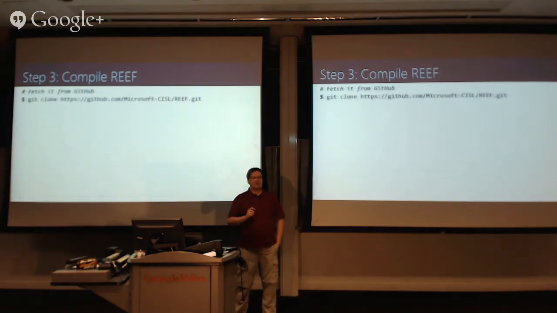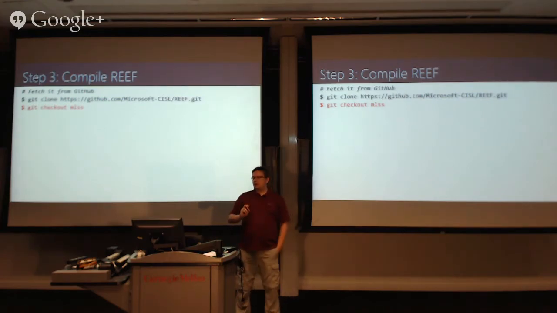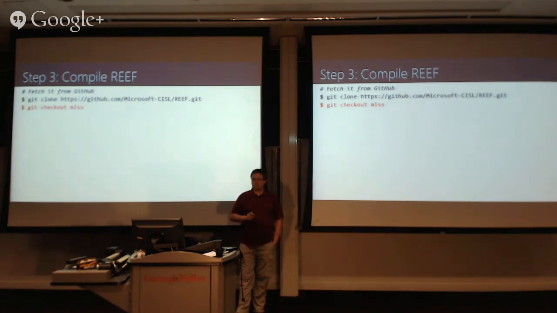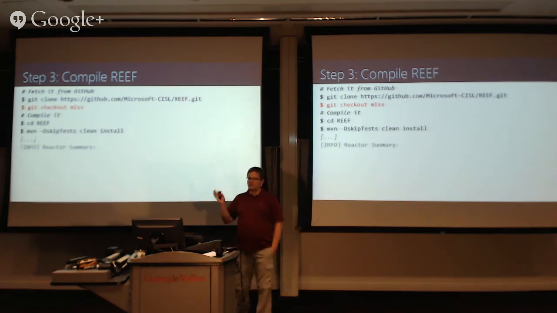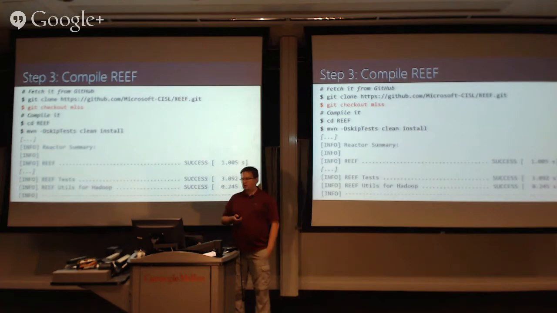So you fetch it from GitHub, but then we made a branch for the machine learning summer school, which contains some code that's currently not in the Reef releases. So you need to check out that branch with git checkout MLSS. That's the branch that we're going to use for the rest of the machine learning summer school, where there's some additional code in there that we didn't merge yet into the master version of Reef. And then you do the same thing, right? It's just mvn clean install, and a minute or two later, you have the all success message.